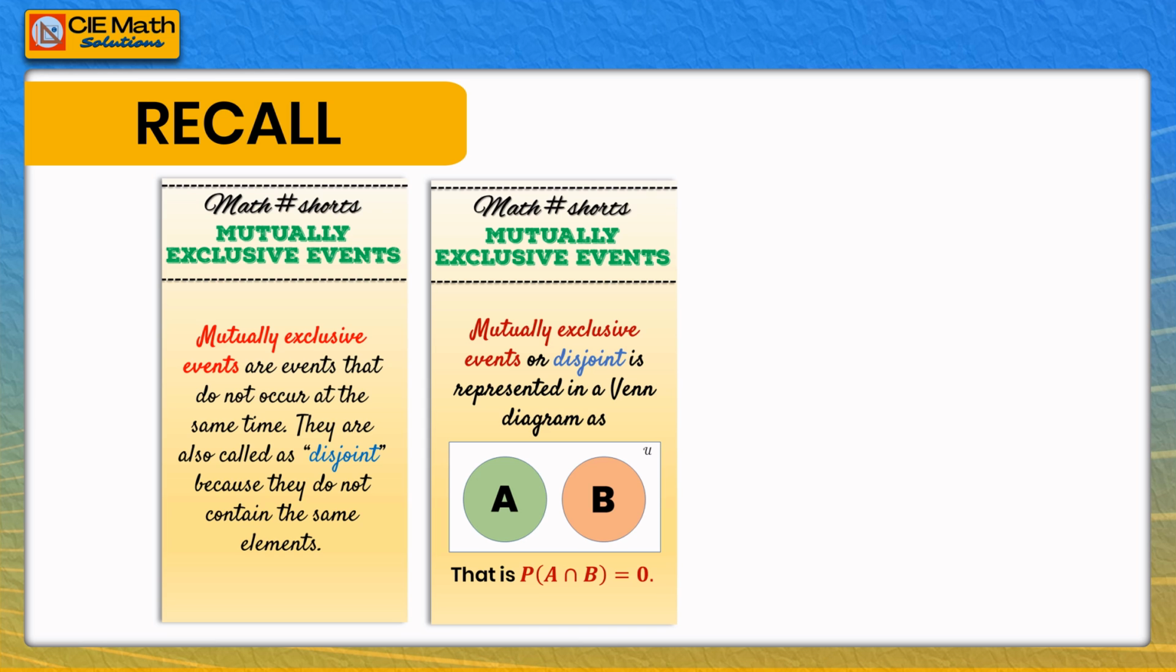The other way of writing it is that A intersection B is actually an empty set. It means that there are no intersections. There's no common element between event A and event B. That means the probability of A intersection B will be equal to 0.